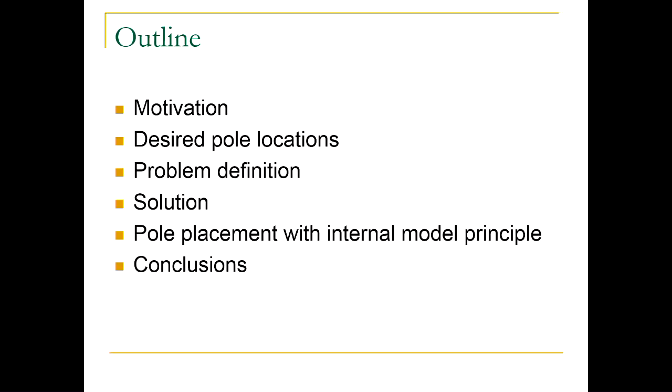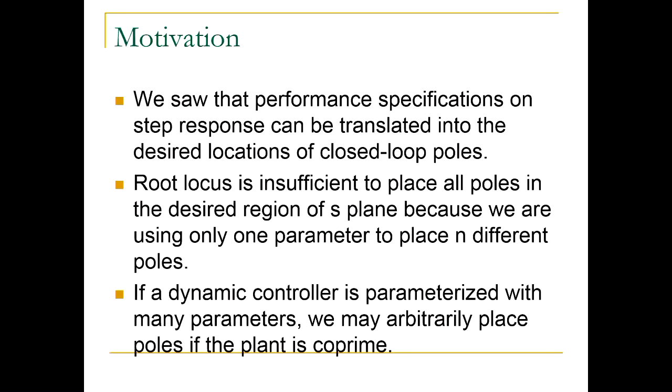And then I will present an example that shows that pole placement may not address well at all the steady-state errors. So by combining pole placement with the internal model principle, we can get a better controller that addresses both the transients through pole locations and steady-state errors through the internal model principle. And then we will just wrap up with conclusions.